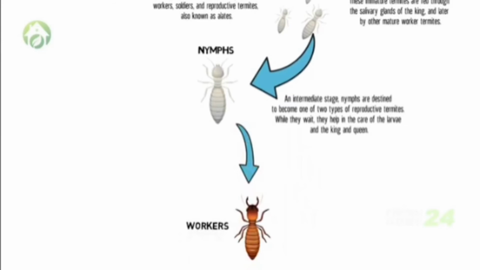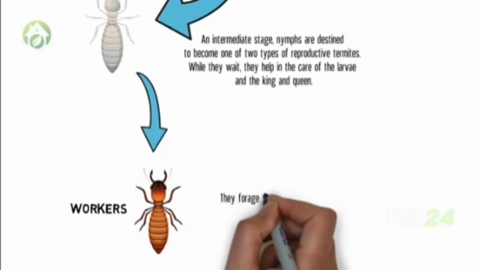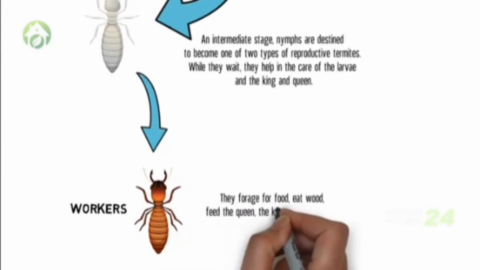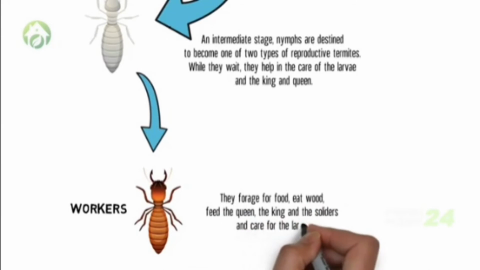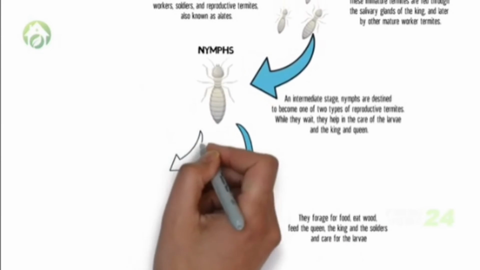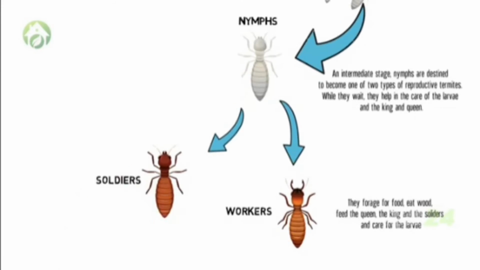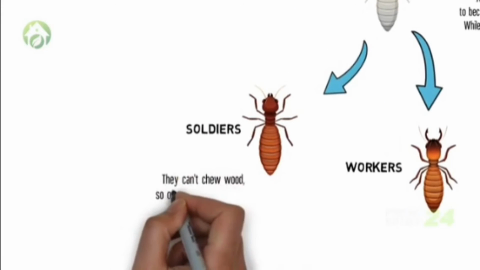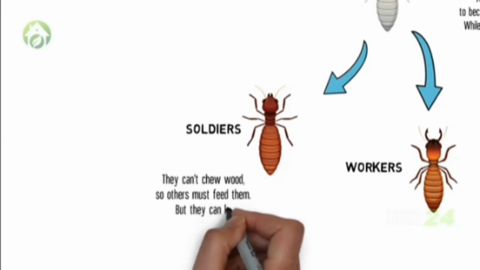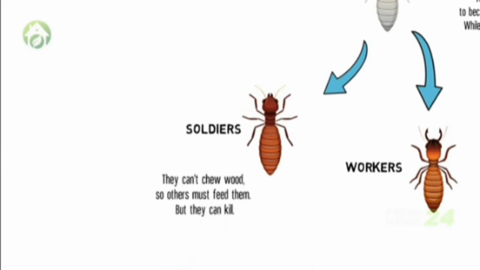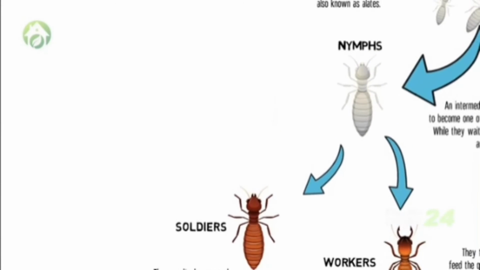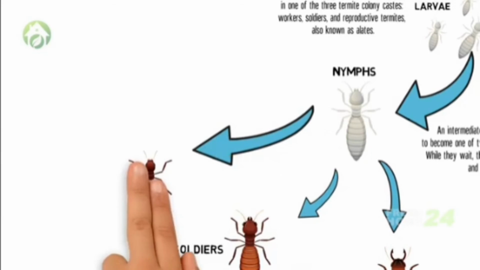Workers. The bread and butter of the colony. They forage for food, eat wood, feed the queen, the king and the soldiers and care for the larvae. They are sterile. Soldiers. They can't chew wood, so others must feed them. But they can kill. If the colony comes under attack, the soldiers slash with their oversized mandibles and emit a thick, glue-like substance that immobilizes invaders.